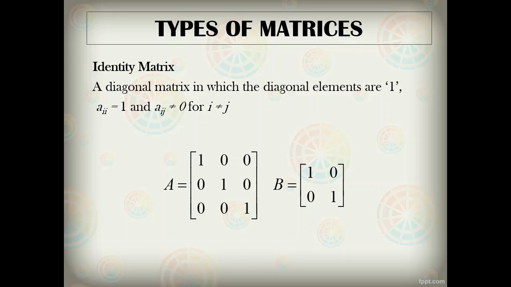The fourth matrix is called identity matrix. For identity matrix, it is a matrix where all the elements of the lower part and the upper part are all 0, and all the diagonal elements are 1. So 1, 1, 1. This is called identity matrix, and we denote it as I.